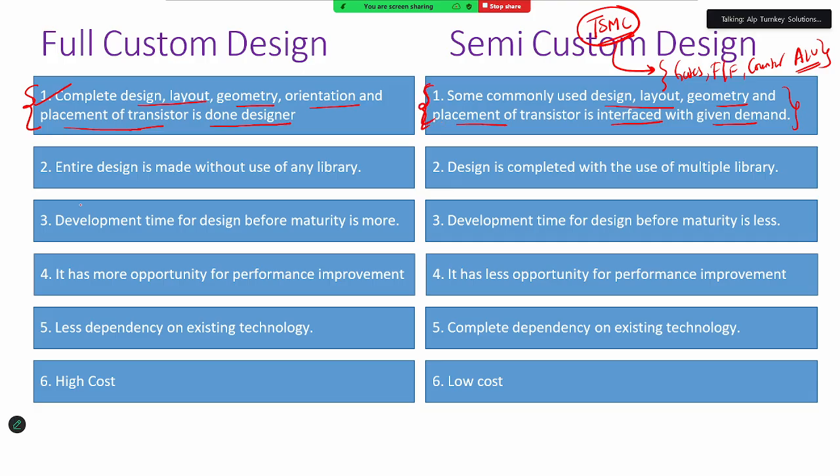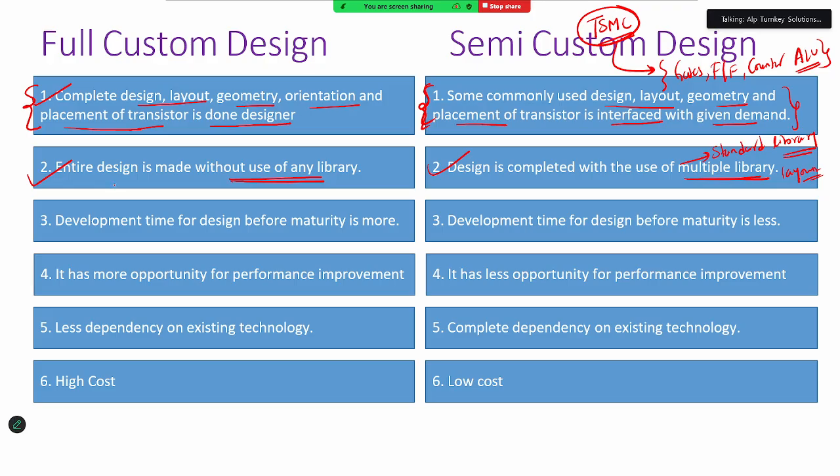Here in full custom, the entire design is made without the use of any library. Here in semi-custom, the design is completed with the use of multiple libraries. Standard cells means you have standard libraries. With the help of the standard libraries only, they are fabricating, using some design rules and design geometry, layouts. Based on the library only they are using this. This is a semi custom design.